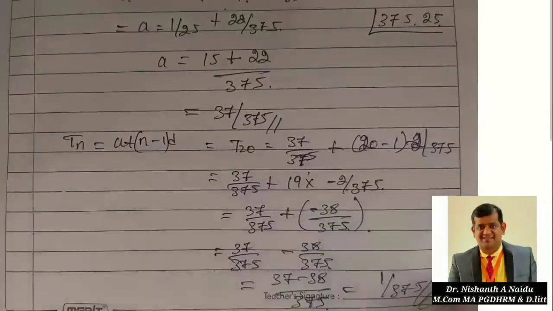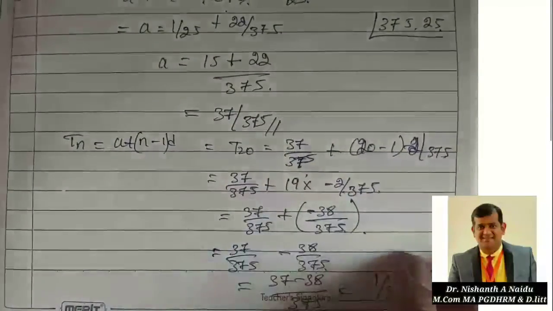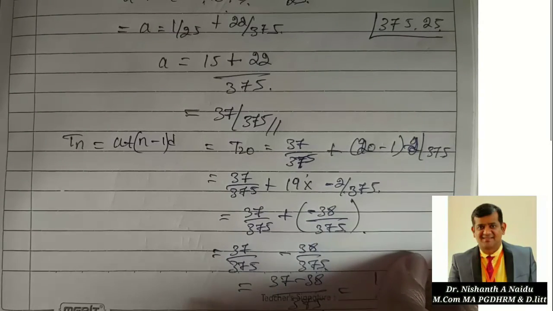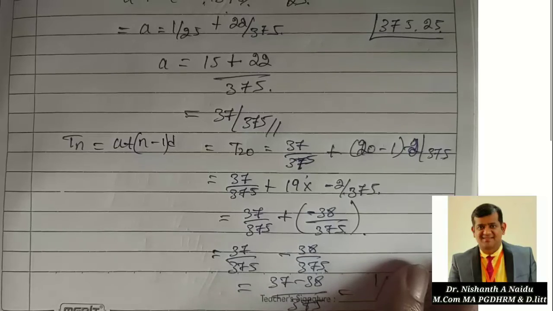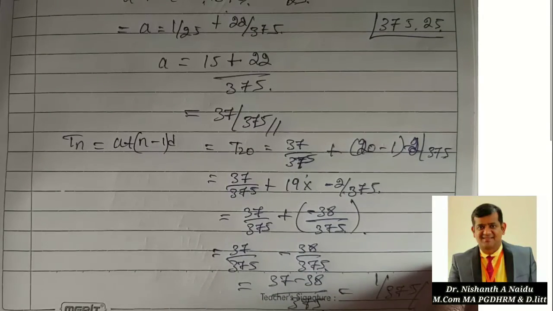Anyway, I'm done with the Tn series problem, the nth term of the series. In the next video I'm going to come up with some more on the nth term of an AP. This is the first method which we have finished, and I'll start the sum of the series problems in the next video.